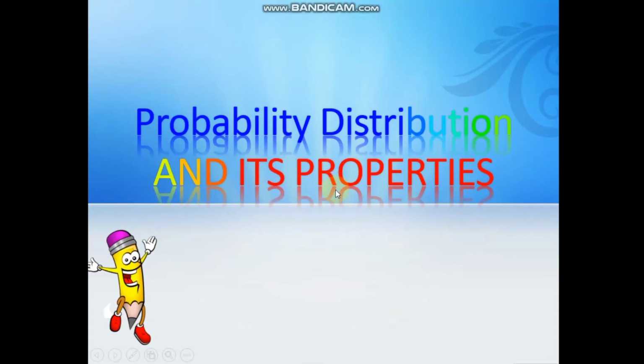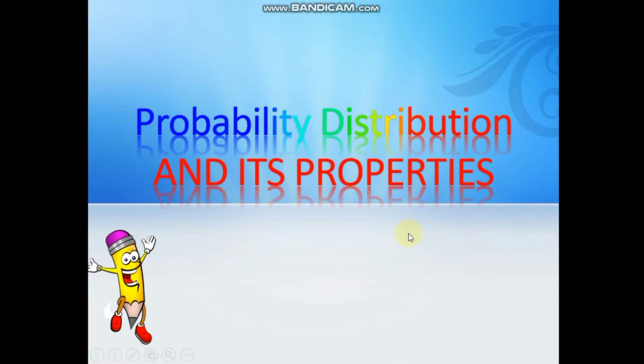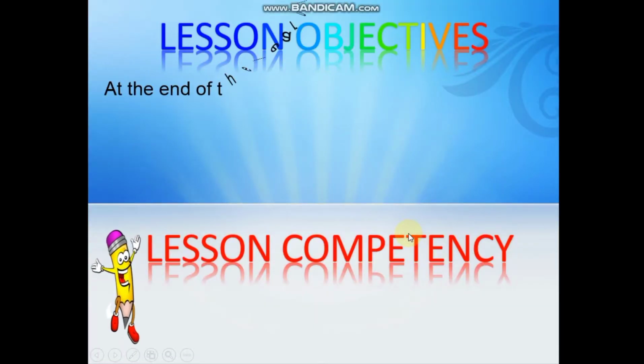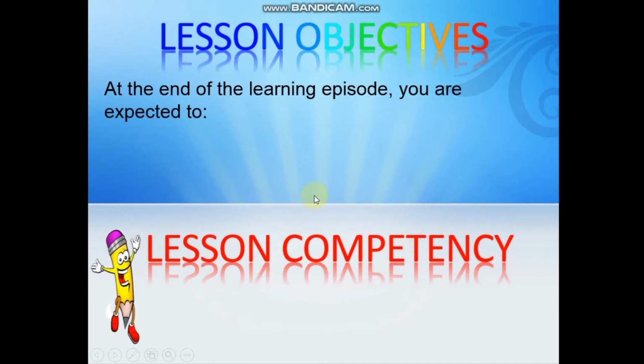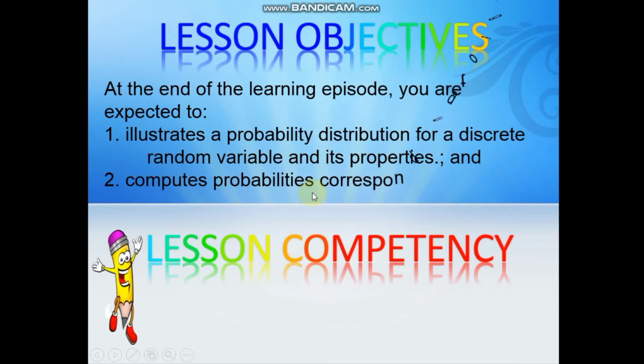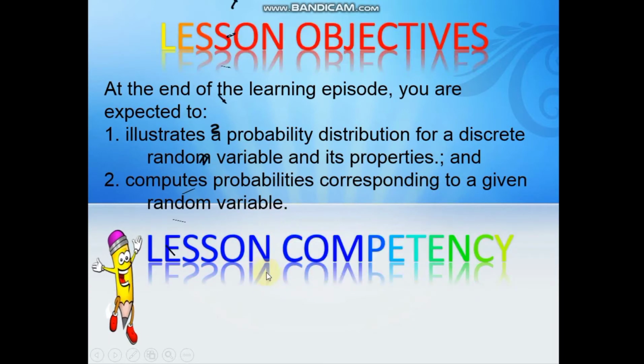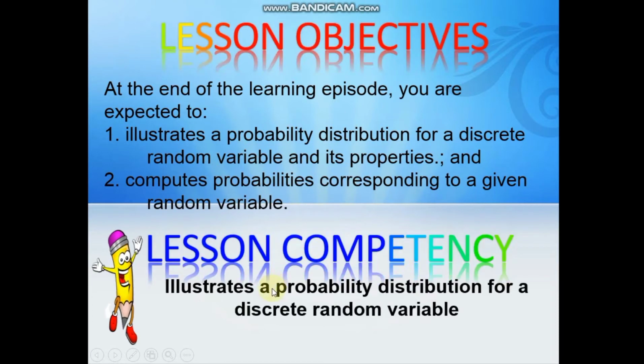Good day everyone. Let us discuss probability distribution and its properties. Our lesson objectives for this topic: at the end of this learning episode, you are expected to illustrate a probability distribution for a discrete random variable and its properties and compute probability corresponding to a given random variable. Same with the lesson competency, you have to illustrate a probability distribution for a discrete random variable.